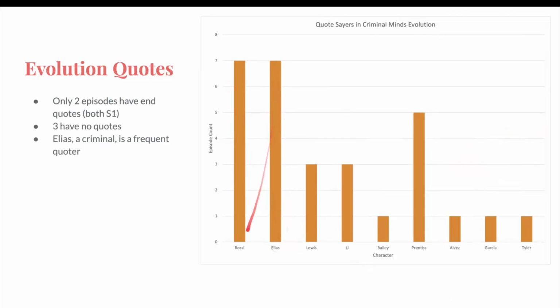Also, Elias, who is a criminal, is a very frequent quoter. He's tied with Rossi at 7. Prentice isn't far behind at 5, and then there's a couple other characters that have had quotes as well. Tyler had his first quote this season.